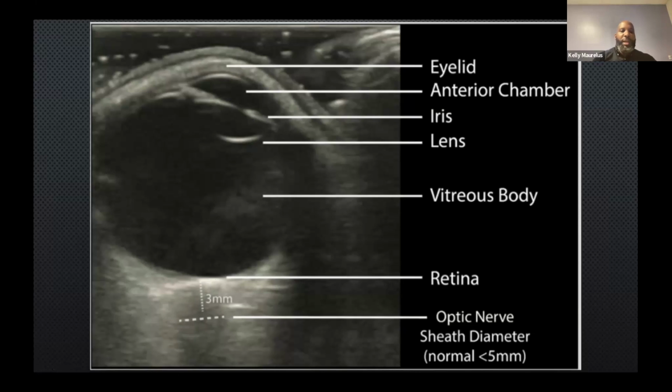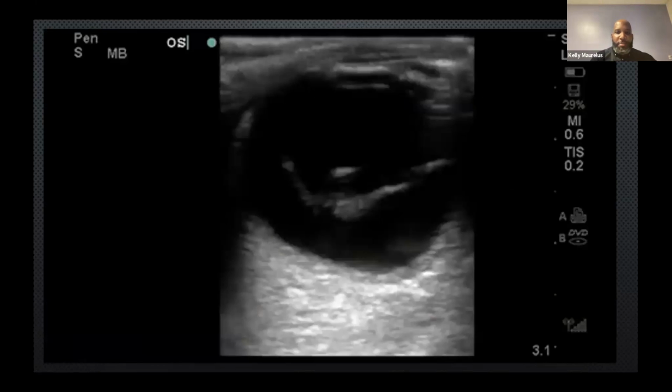All right. In some cases, this could be normal. But when assessing for increased intracranial pressure, this might be helpful, although specificity runs between 70 to 80 percent, so not the best. But there are other things that you can use that are a little bit better.